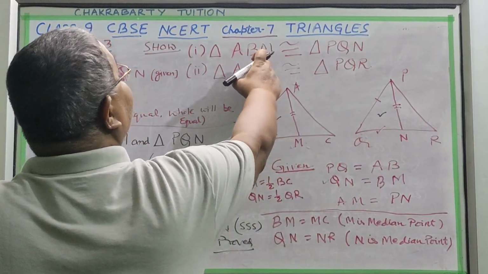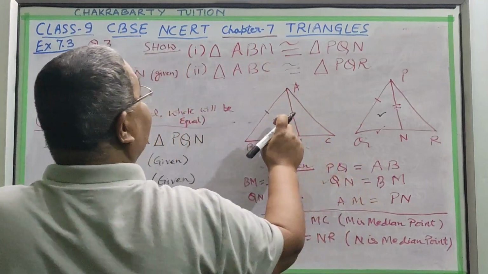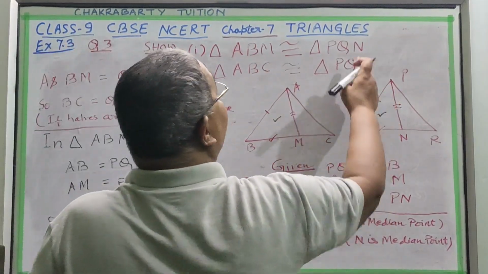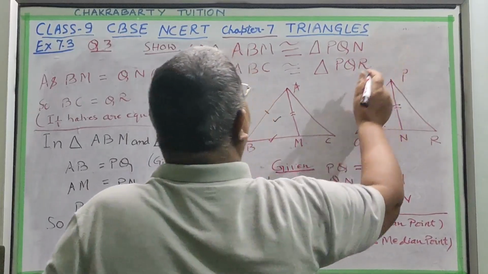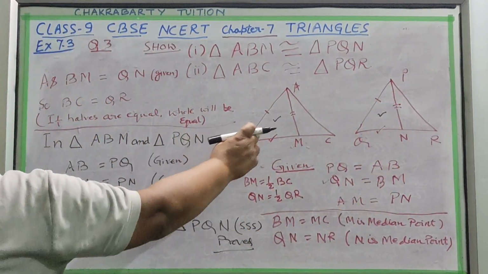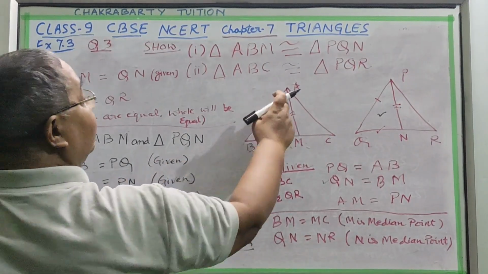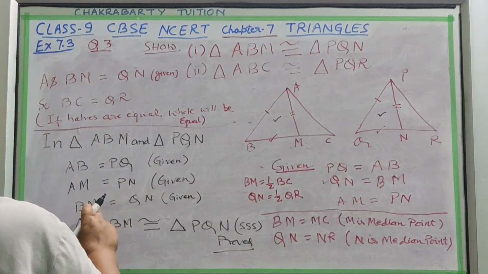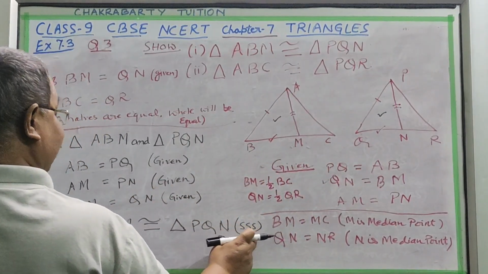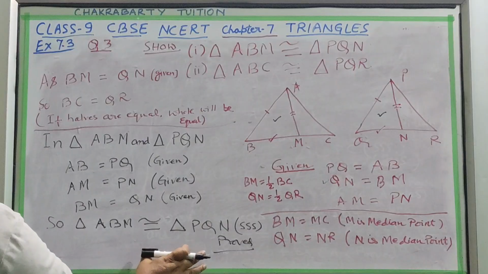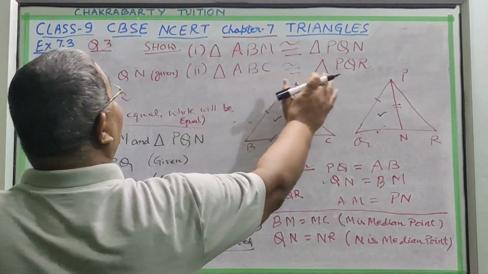Now for proving this, we are taking these two triangles, angle ABM and PQN. In this, AB line is equal to PQ line, it is given. AM is equal to PN, it is also given, and BM line is equal to QN, it is also given. So by side criteria, these two triangles will be congruent. So one part is proved. Now we will go to prove our second part also.